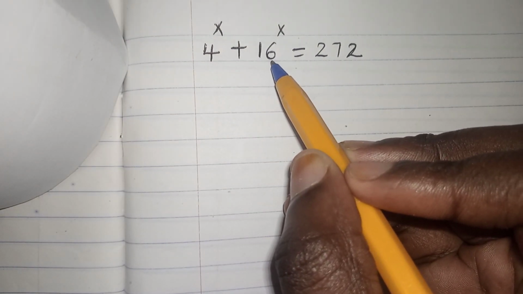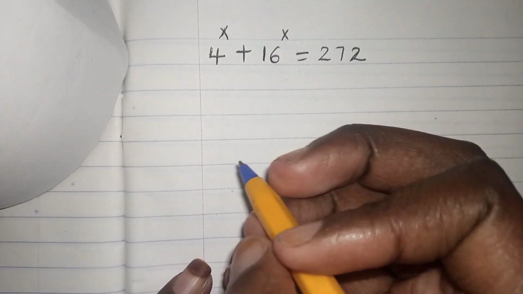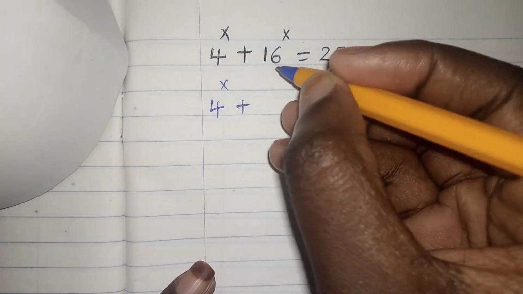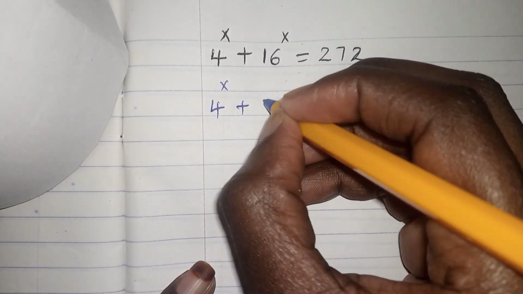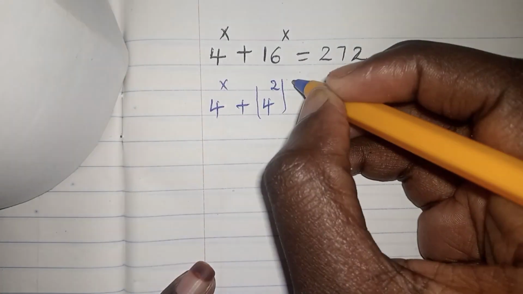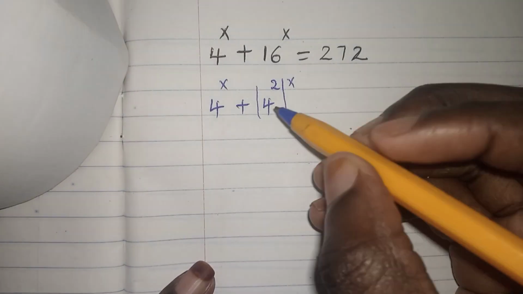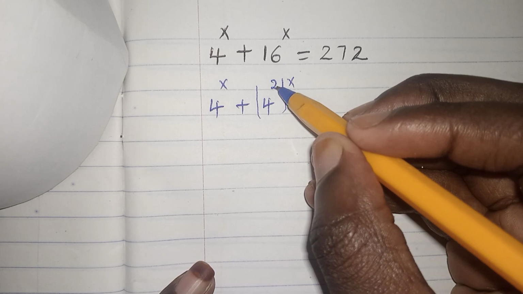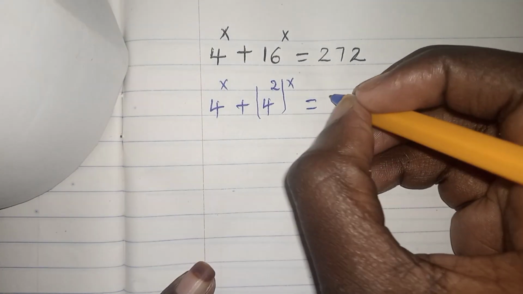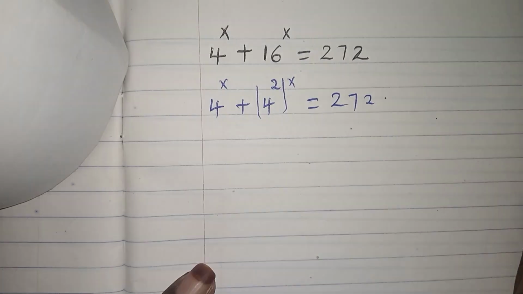We can write 16 to the base of 4. So this will be 4 to the power of x plus, for 16 we can write it as 4 squared, all this to the power of x, right? 4 to the power of 2 is 16, is equal to 272, right?